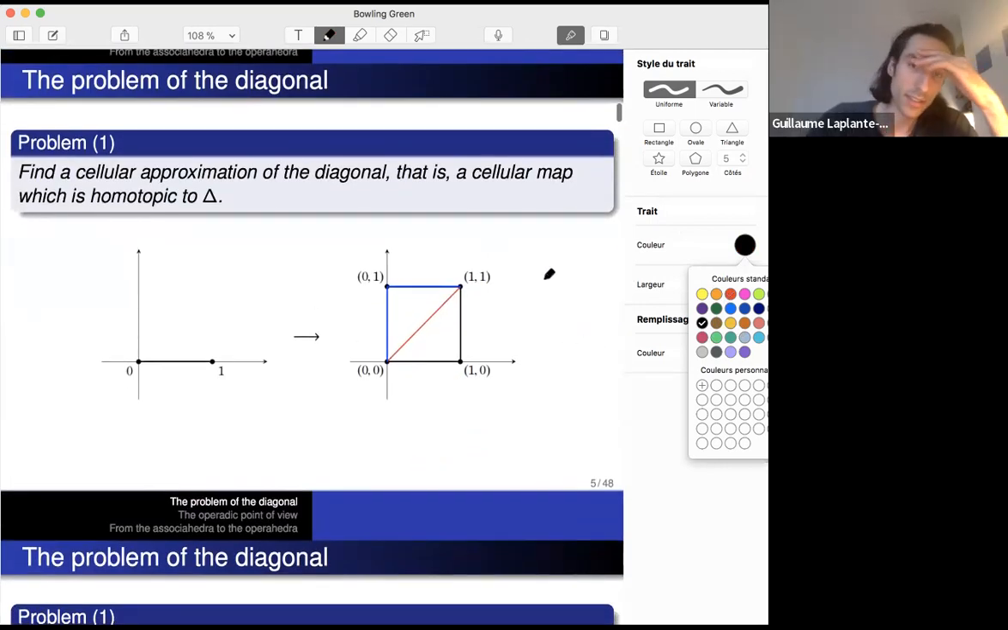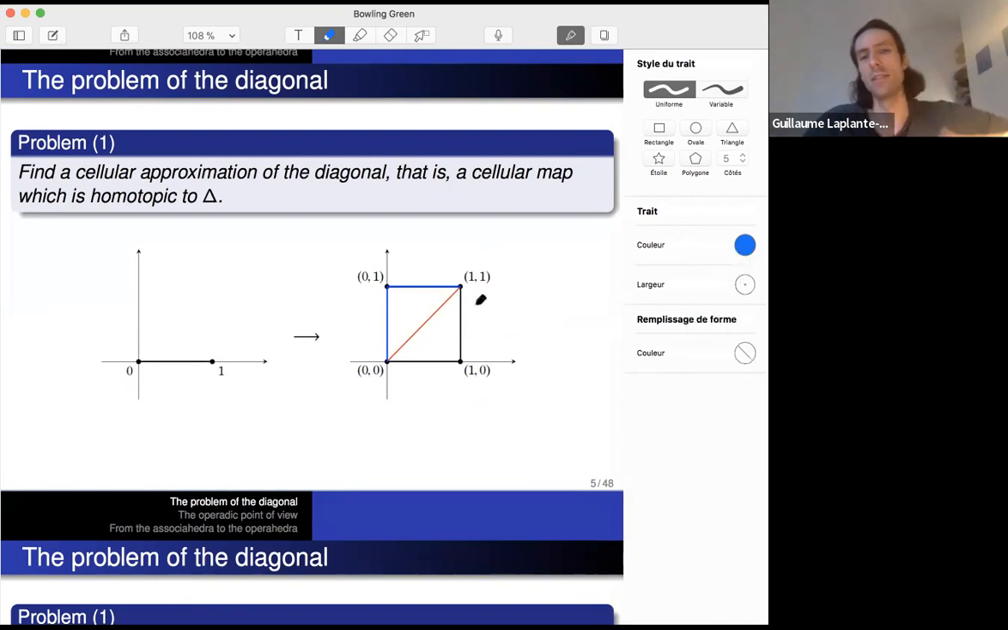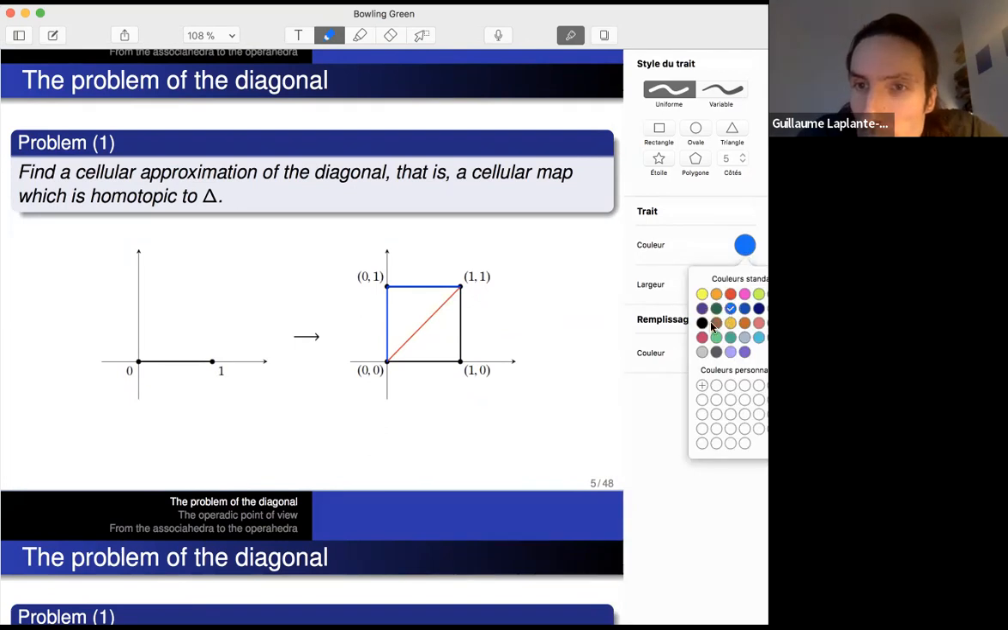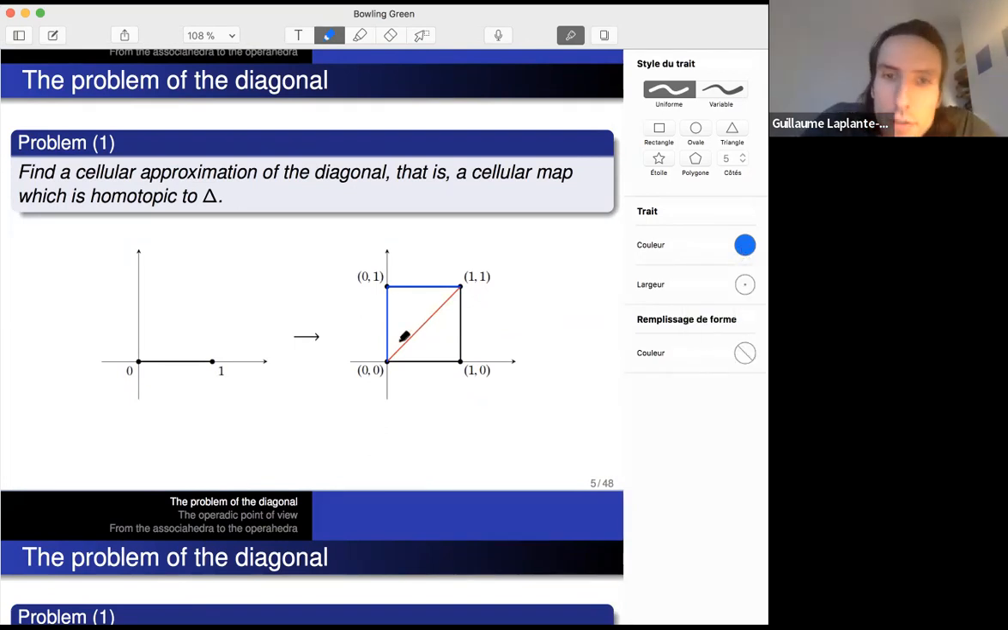that is, finding a cellular map which is homotopic to the set-theoretic diagonal in red, but which is cellular, so that the image is a union of cells. You have one of the two possible options here in blue. You have to imagine that you deform this diagonal to the boundary so as to get a cellular map. There's a symmetric option: you could also deform it the other way around and go through this other path on the unit square.